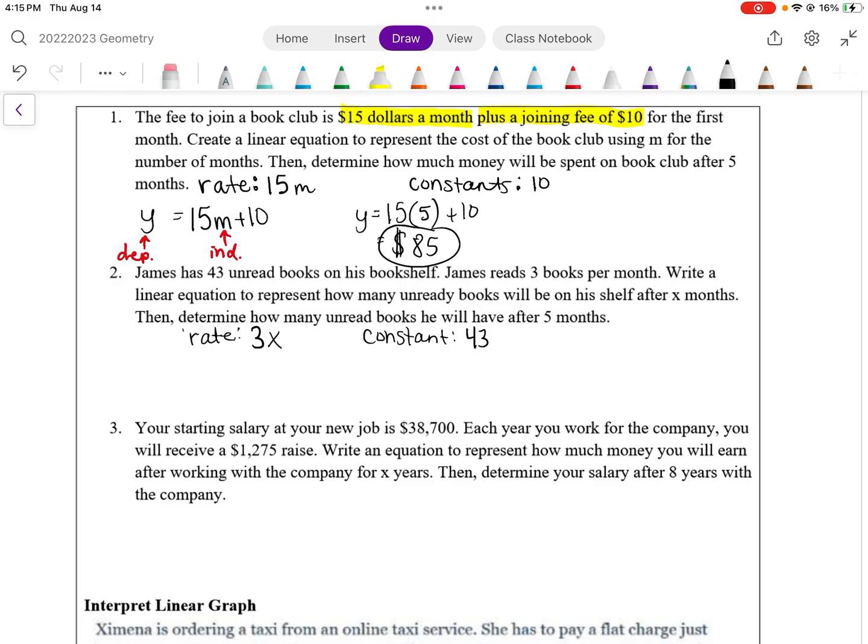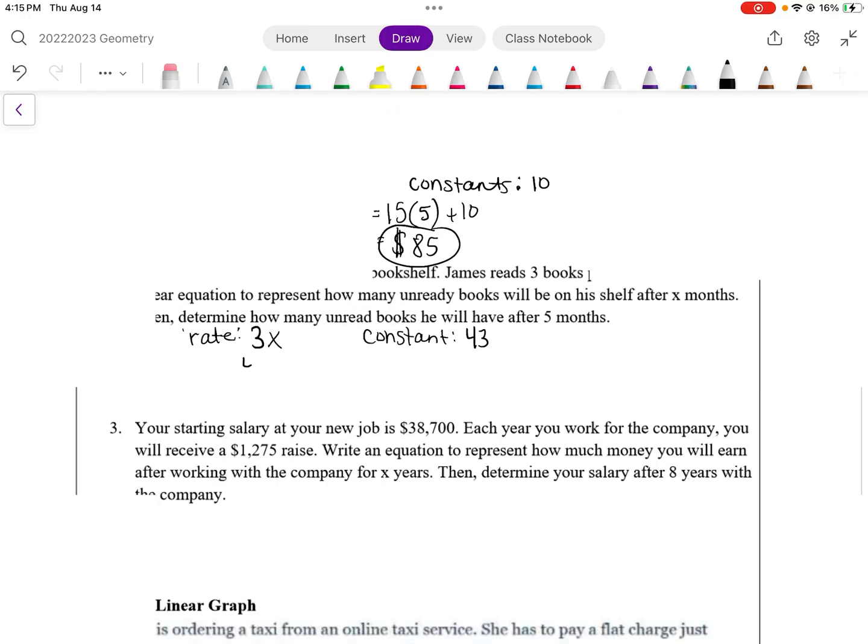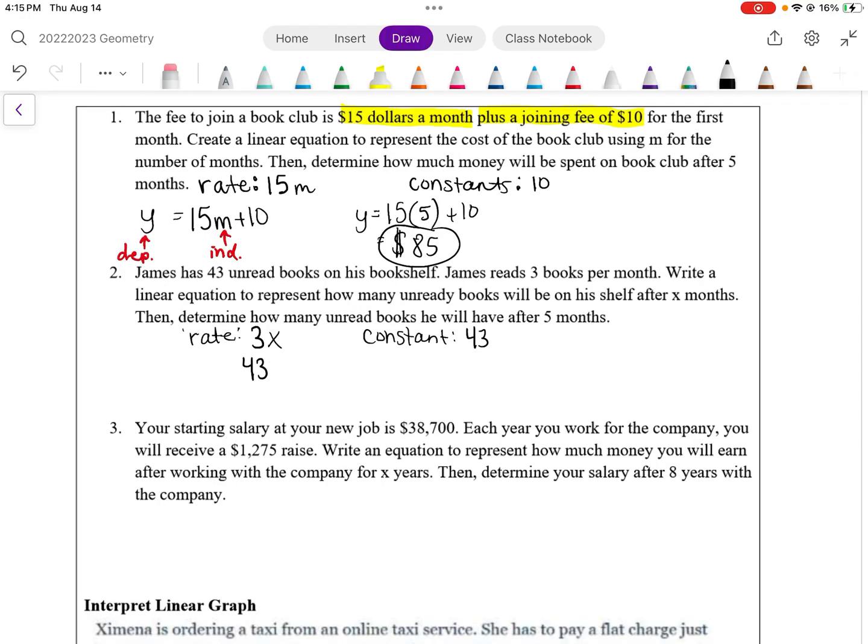We're trying to figure out how many are still unread. So is the number of unread books going up or down? Should be going down, okay? He's not going out and buying more books. He is actually reading them, taking them off his bookshelf. So we should be subtracting. He had 43 books to start with, but we're taking out 3 books per month that he is reading. So here's your equation. Y equals 43 minus 3x.